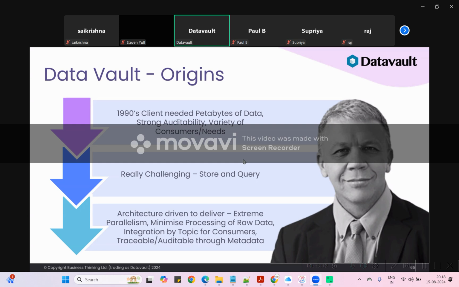And to be able to do that, Dan had to invent an architecture that was very lopsided. It was biased to the delivery of parallel load, minimizing the processing of raw data on load, data integration by topic, and traceability through metadata. So he built an architecture that worked and did deliver for that client at that sort of scale.